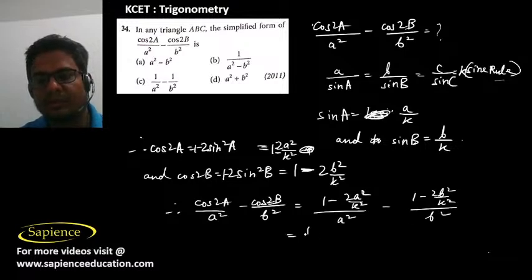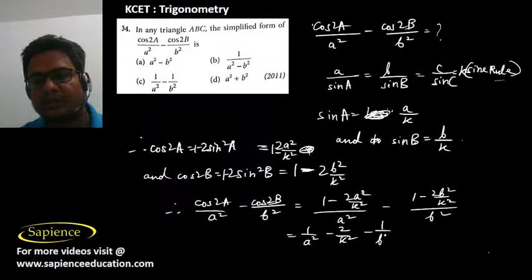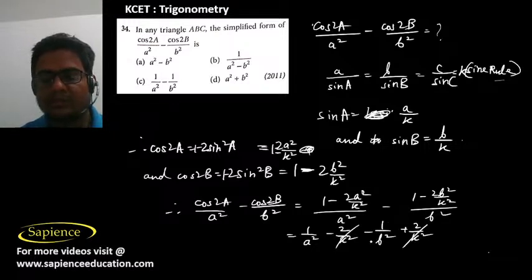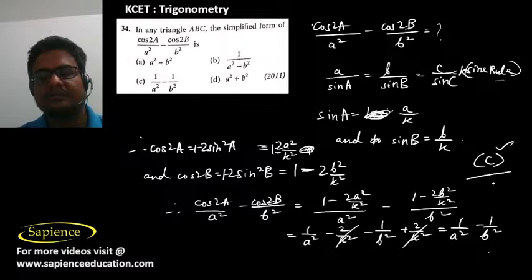So this will be 1 by a square minus 2 by k square minus 1 by b square plus 2 by k square. So 2 by k square, 2 by k square will cancel. So this will be 1 by a square minus 1 by b square. So option C is the correct answer.